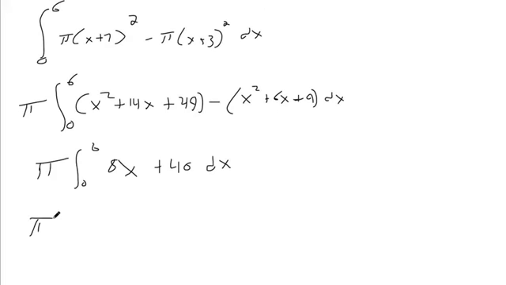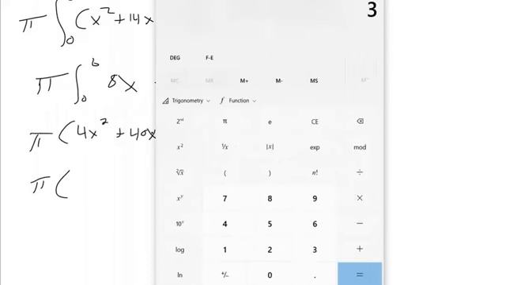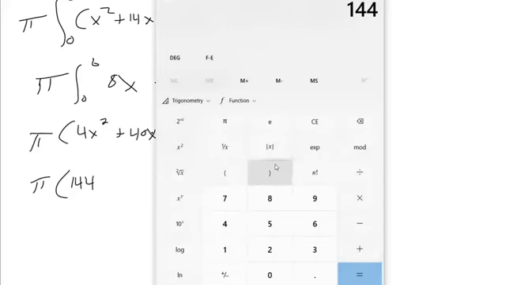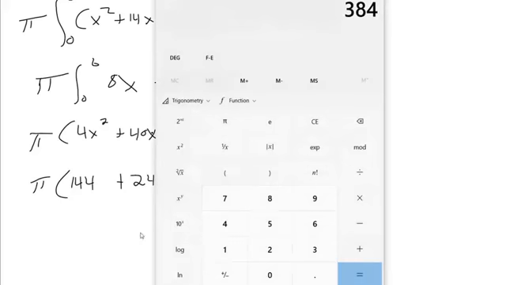And now we can find the antiderivative. And then evaluate it for our limits of integration. So 6 squared is 36. 36 times 4 is 144. And 40 times 6 is 240. So we add those together. We got 384 pi.